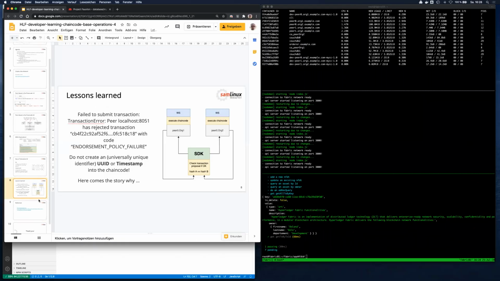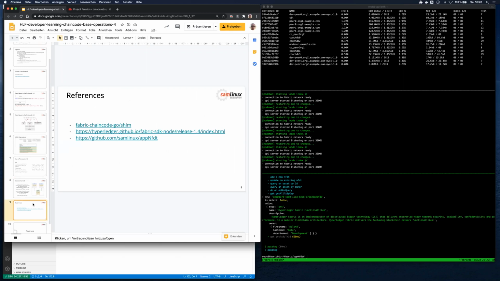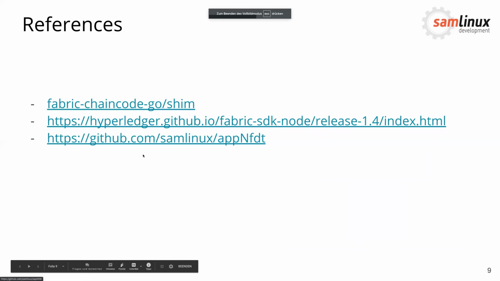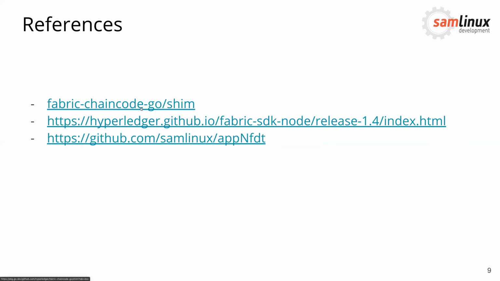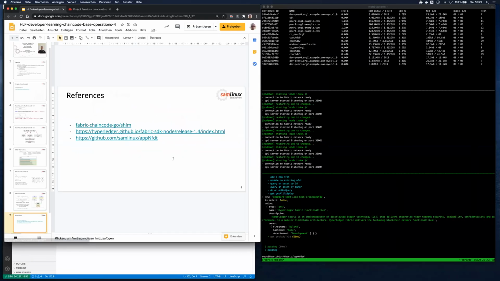Okay, so the last thing only. I have three references for you. This is the Chaincode Go shim documentation from the Go code. It's really good to look through this, so that you see which functions you can call. Then the same here for Node.js. And here on my GitHub repo is the repo for these examples.